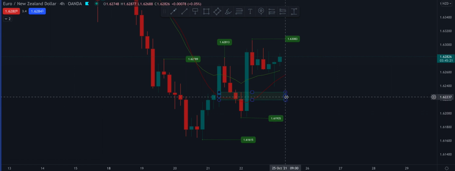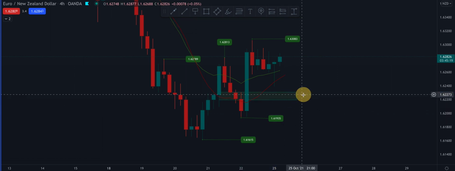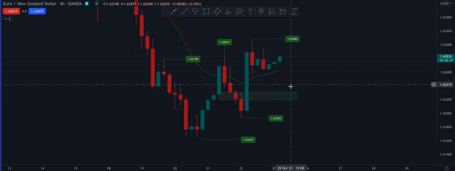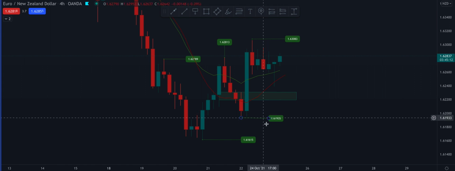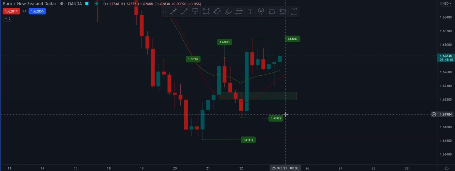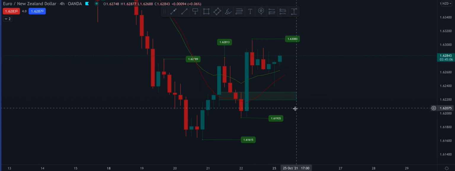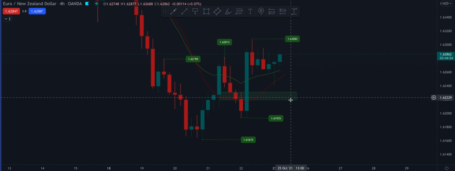So what I am looking for is to see now if price can pull back to my estimation zone, and if we can get a buying opportunity above 1.61935. Now we're still trading above 1.61935, but I don't think this is the best price that I can buy Euro New Zealand dollar. So that's why I need that pullback. Now I don't take trades unless price hits my zone or touches my zone, which would be down here.